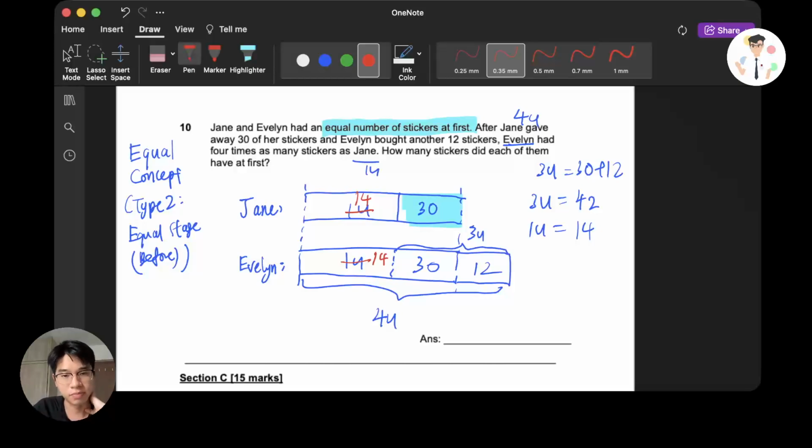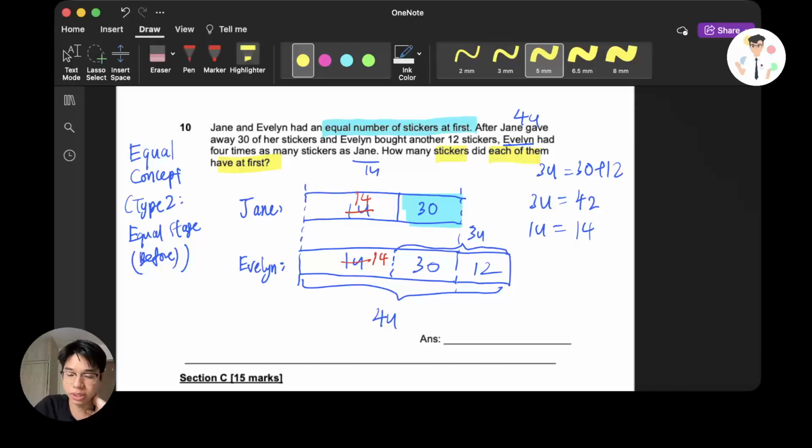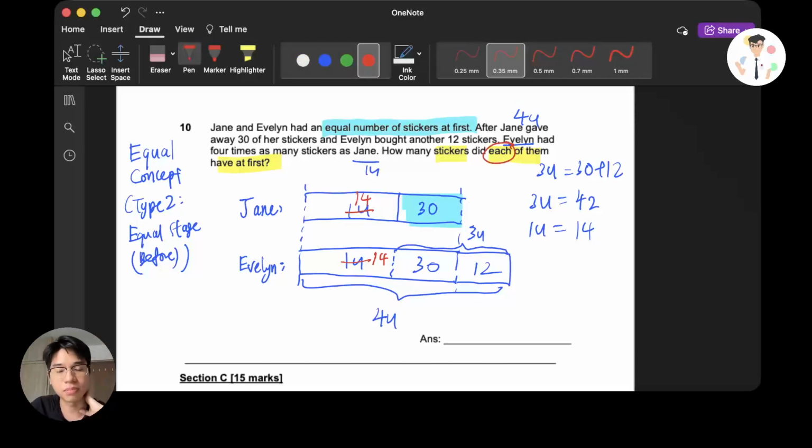Okay, simple, right? Now the last part, let's read the question very carefully. How many stickers did each of them have at first? The word each here is very important. It means what each had at the beginning, which is just from here to here, right? So I can just do 14 plus 30. 14 plus 30 is 44. And that's it, we are done.